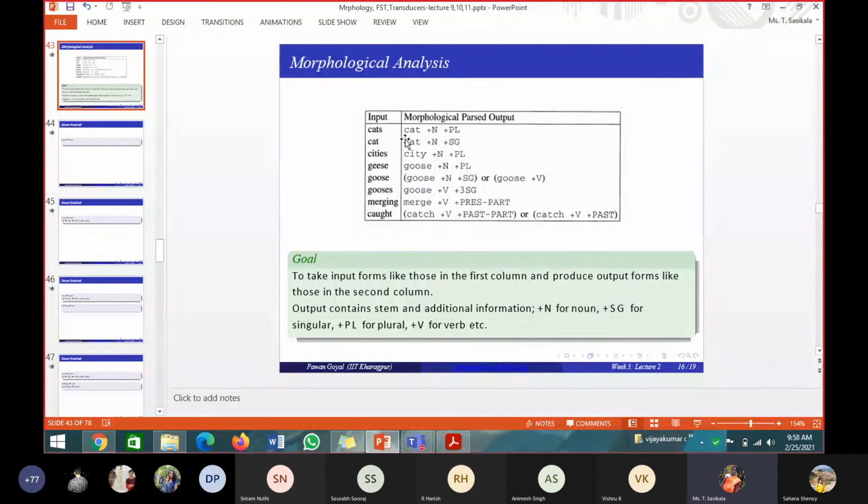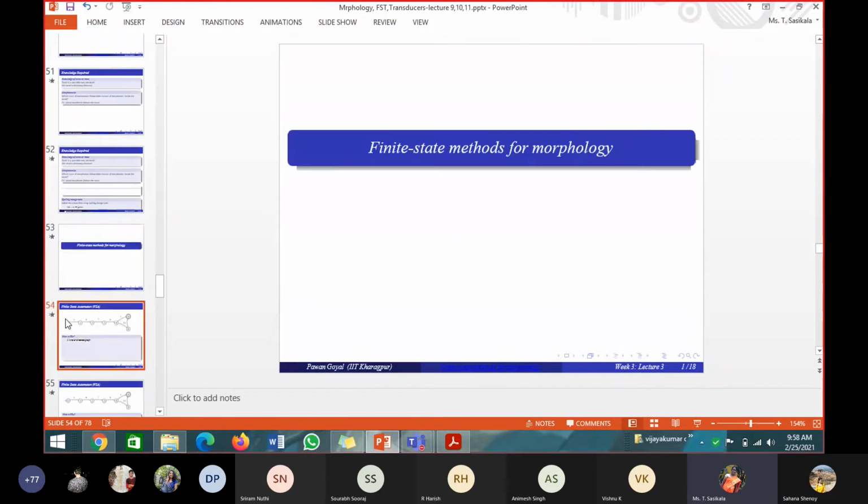If I give cats, it should give the root word and the POS tagging, plus it is a plural. If I give cat, it is cat plus noun plus singular. If I give cities, it should give city, it should not give citi. It should give city plus the POS tagging and the grammatical form of that word. So this is our morphologically parsed output. This is the one we wanted, and that is what we are trying to figure out here.